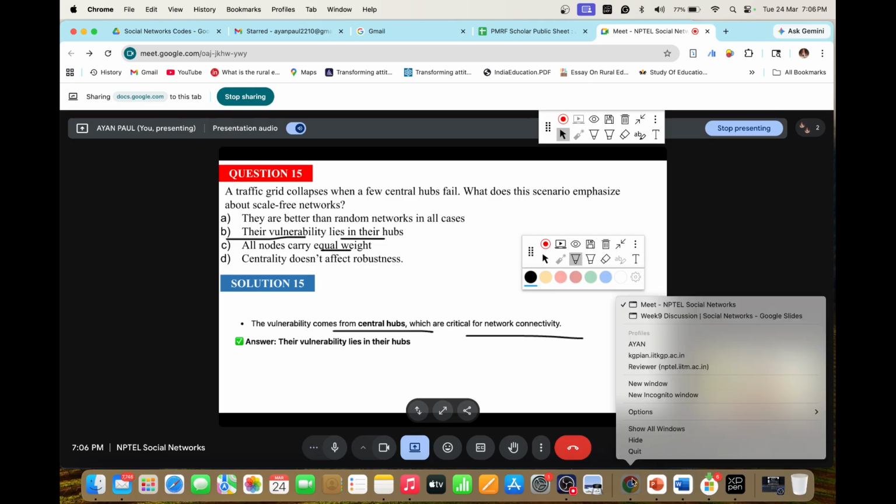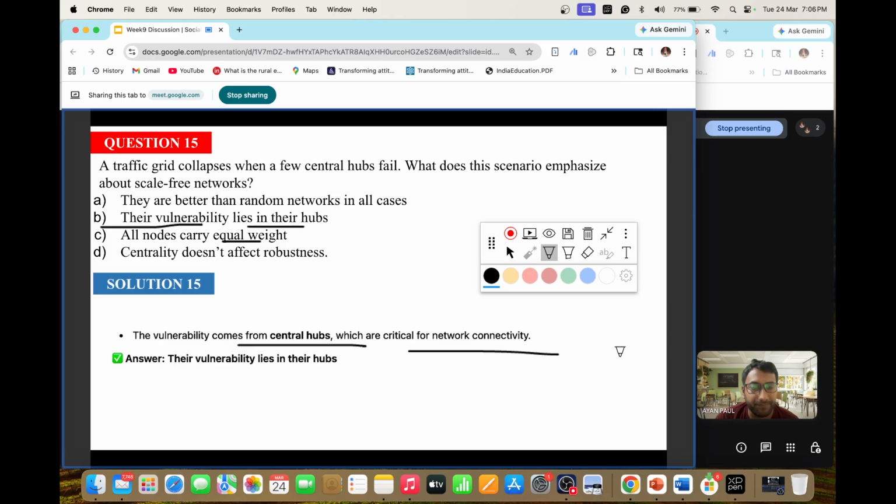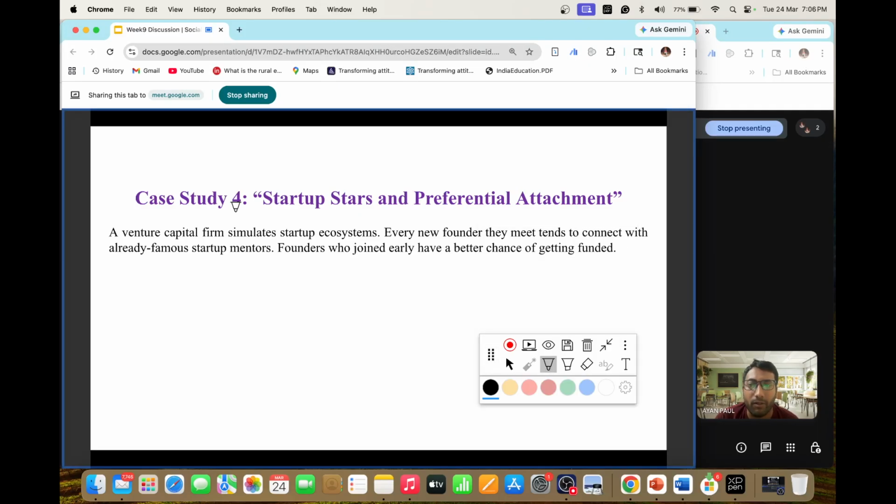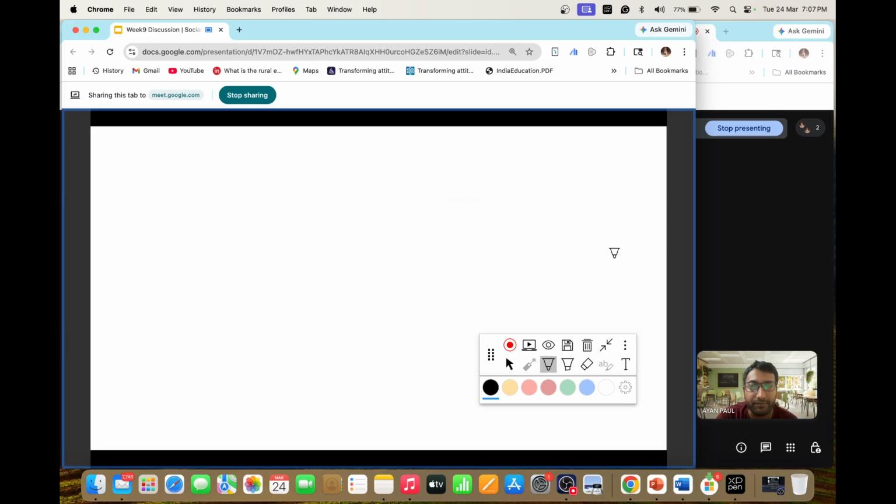So let's start case number 4. Option B was the correct answer over here. Startup stars and preferential attachment. A venture capital firm simulates a startup ecosystem. Every new founder they meet tends to connect with already famous startup mentors. Founders who joined early have a better chance of getting funded.